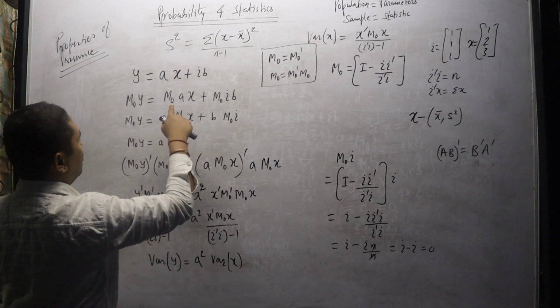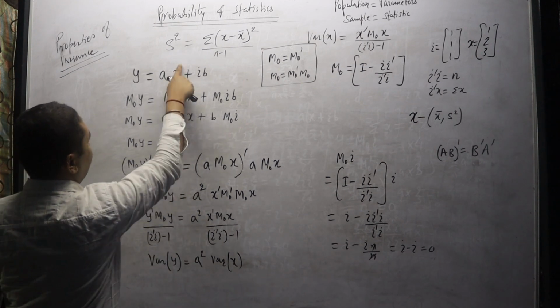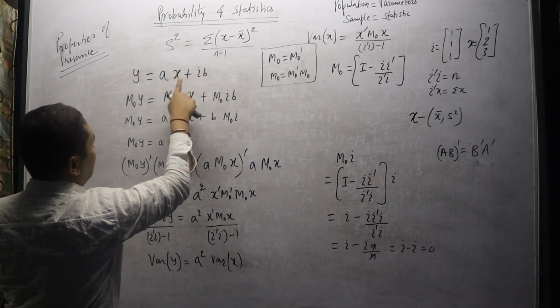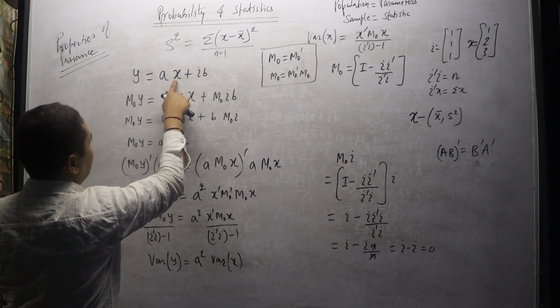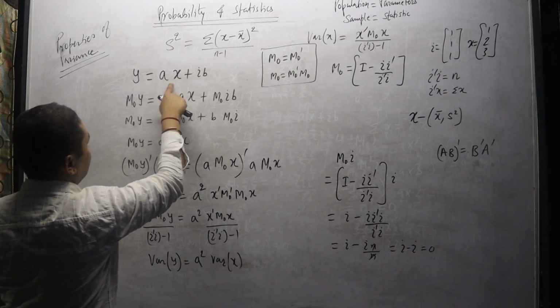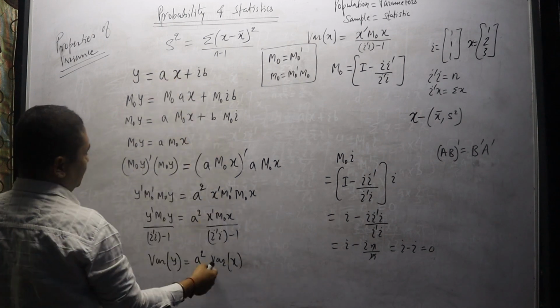So in a nutshell, if we change the origin of any variable, then its variance is not going to change. But if we scale the variable by a certain factor, then the variance is going to be affected by the square of that factor. So this is it for this tutorial.